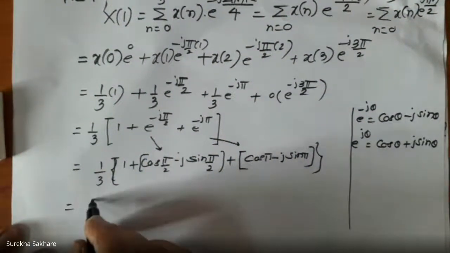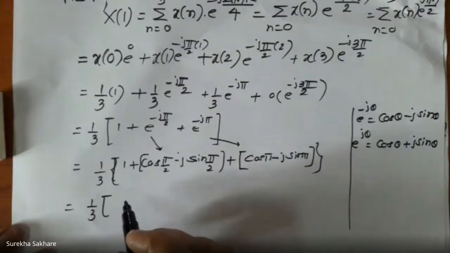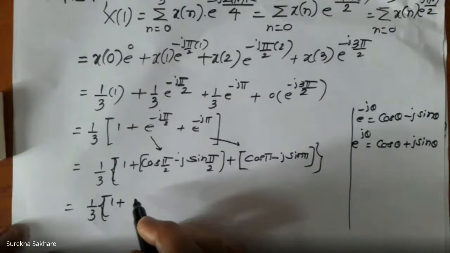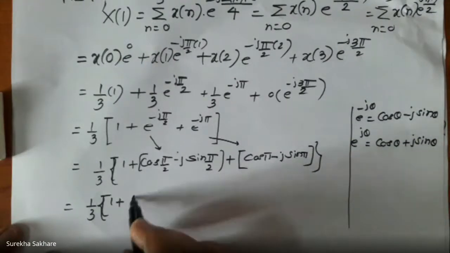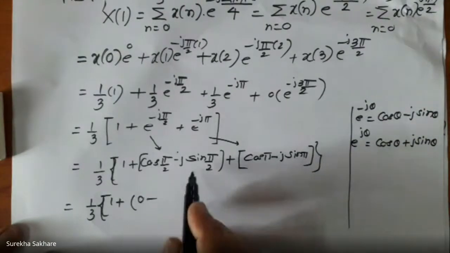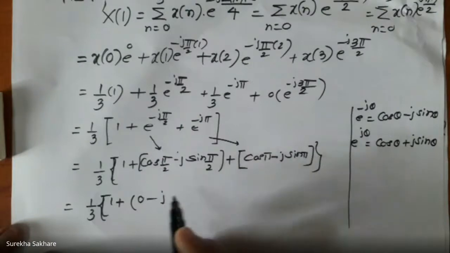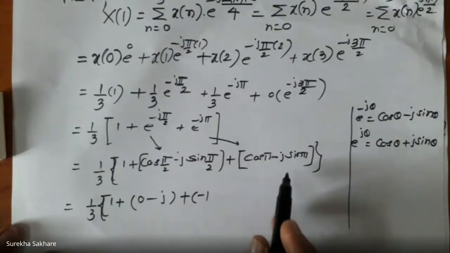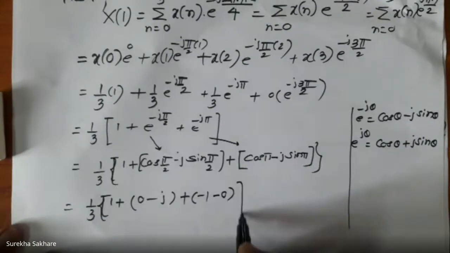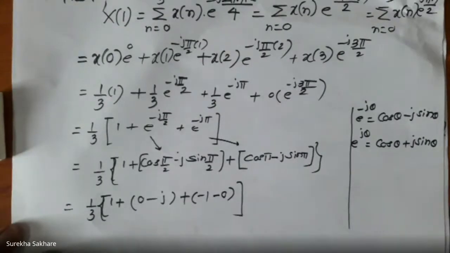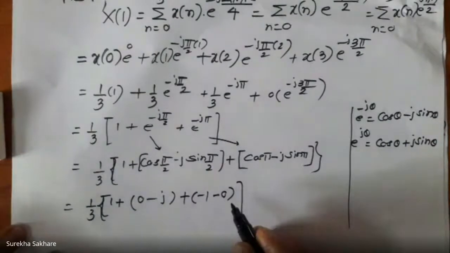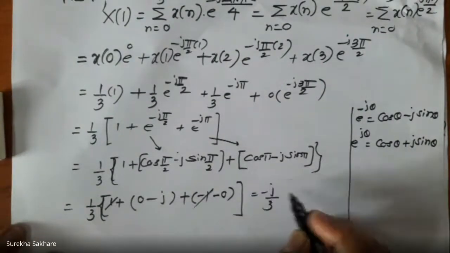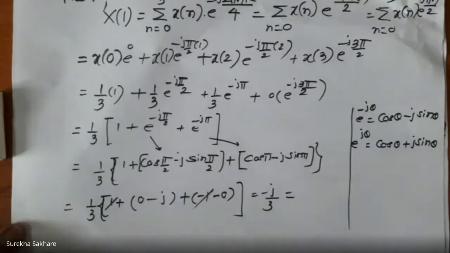Cos pi by 2 is 0. Minus j sin pi by 2 will be minus j, right? And cos pi is minus 1 and sin pi is 0. So this becomes 0. Now can we bring them together? So this minus 1 plus 1 will be cancelled. What I get is minus j by 3.